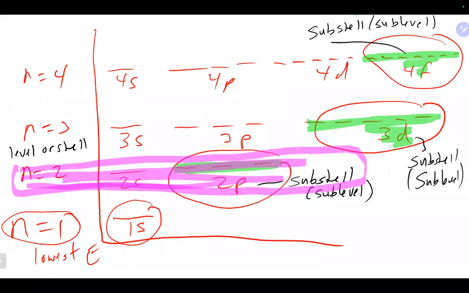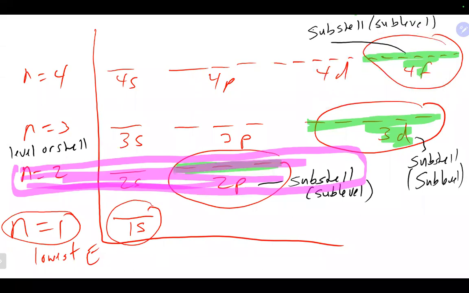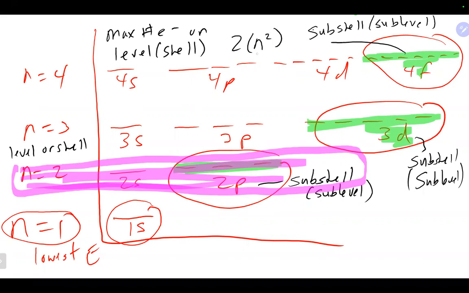There's actually a math way that you could figure that out if you want to know the maximum number of electrons on a level or shell. You take 2 times n squared. N is the principal quantum number. So the one that we just did was n equals 2. 2 squared is 4. 4 times 2 is 8. So that would be 8 electrons you could put on that entire level.